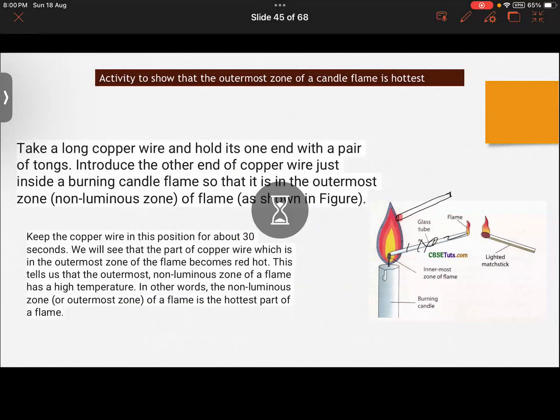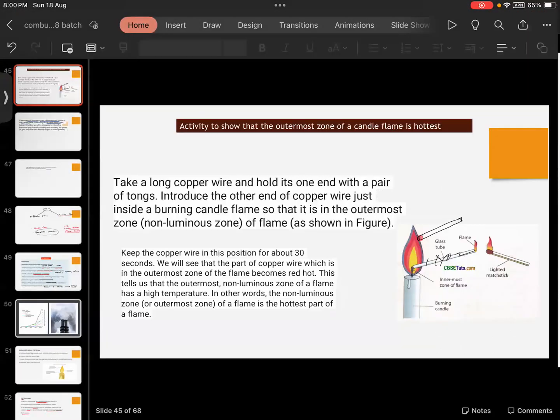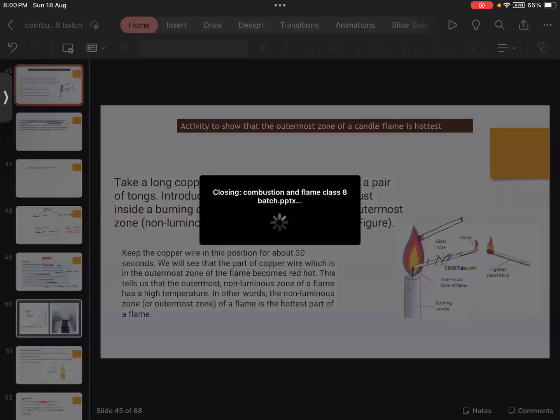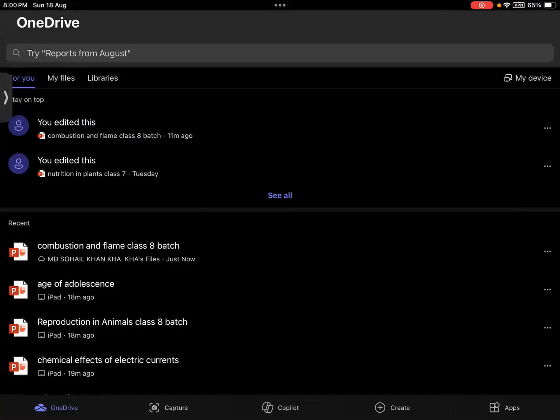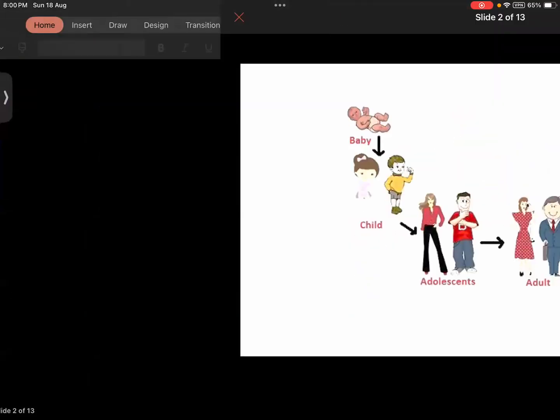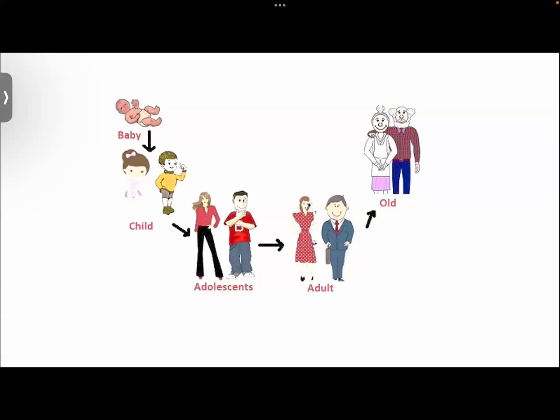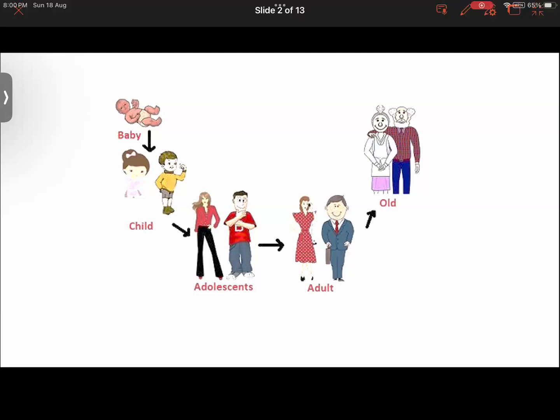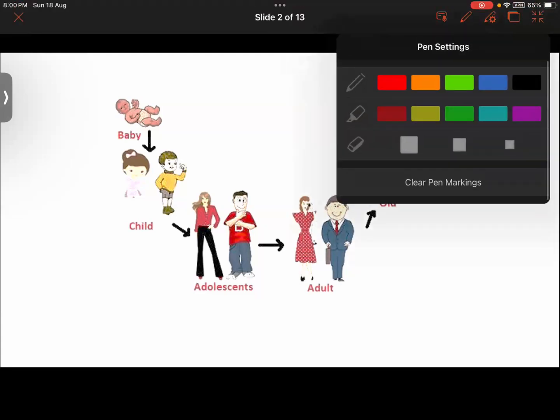So right now, let us learn a little bit about the chapter Age of Adolescence. In the chapter Age of Adolescence, whenever an adult would be reaching a certain age, his or her body would be going through certain physical and psychological changes.